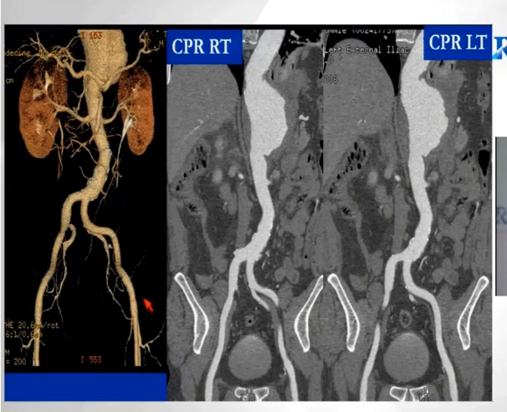So again, here's just the representation of the three-dimensional planning, which can be done fairly quickly as part of the pre-intervention process.